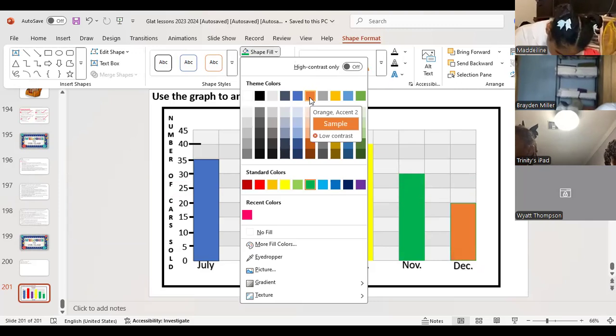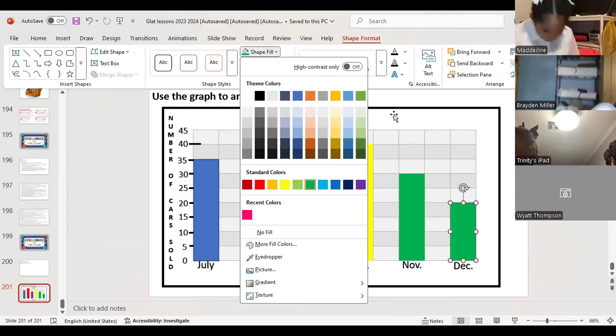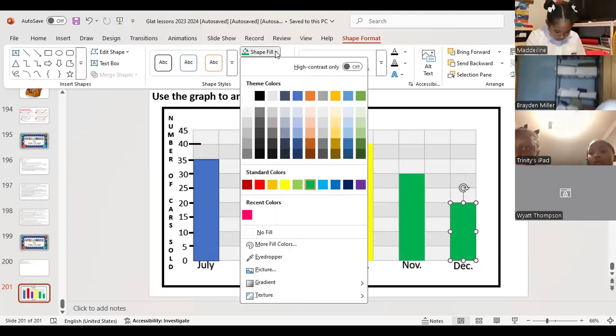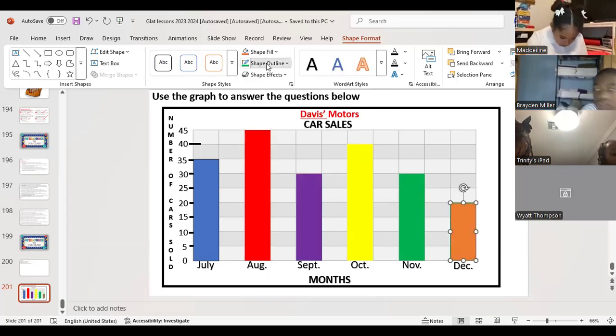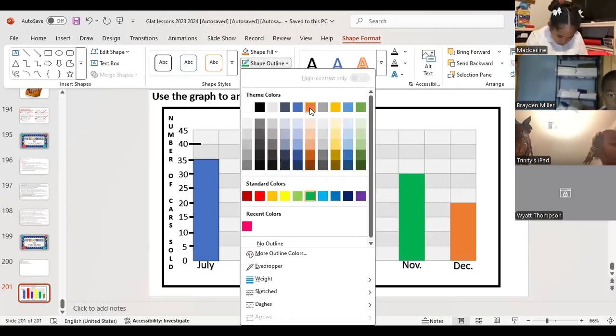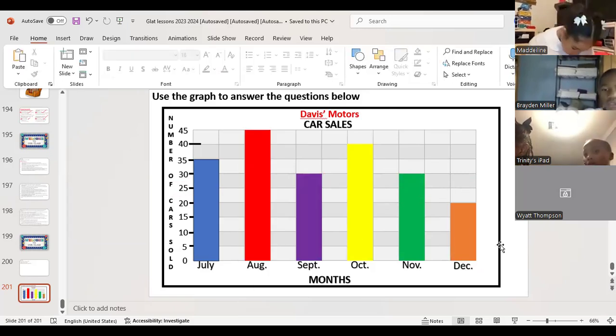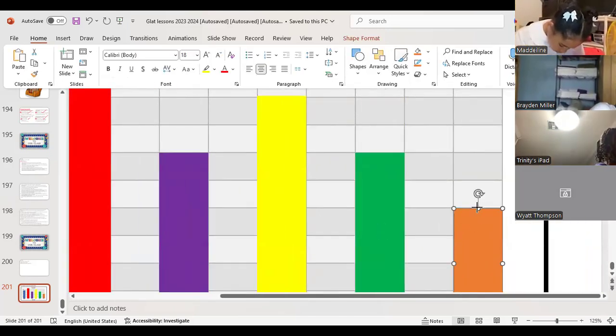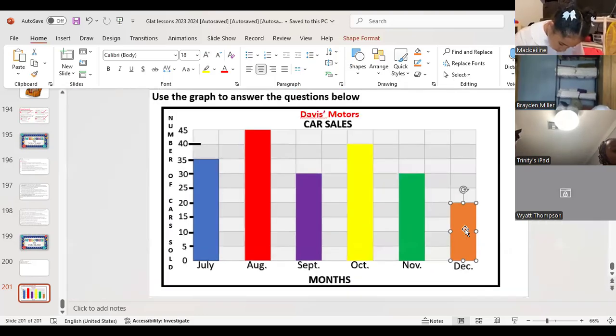Orange. Should we do orange? Yeah, the distinct color. Maybe a black or a gray. Let's do orange. All right. Good.